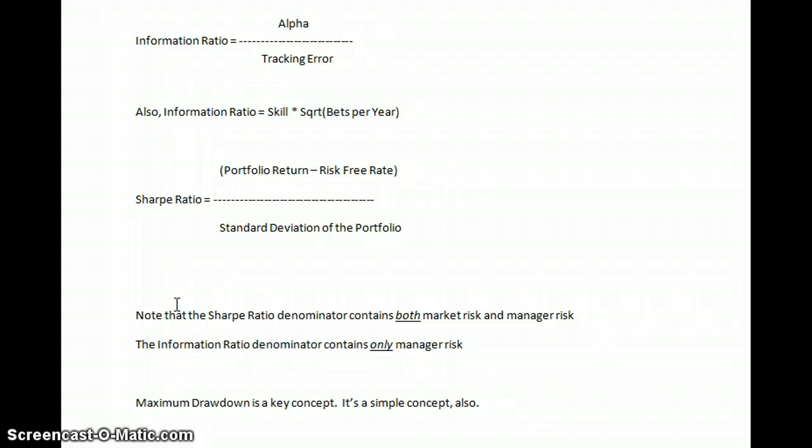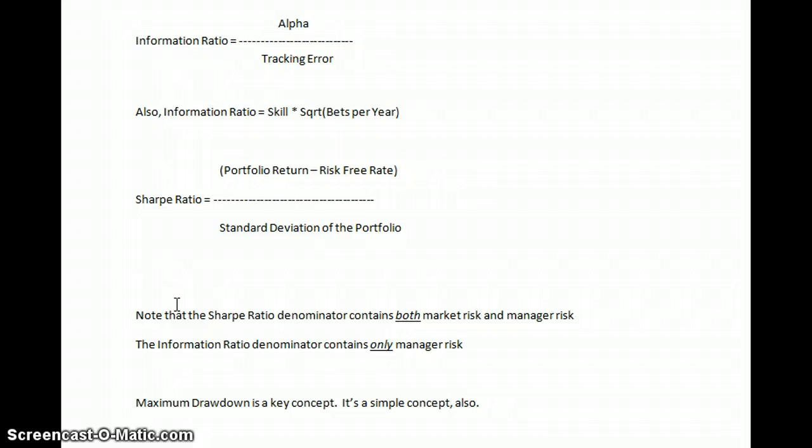It's how much you've added in performance, that's your alpha, and how much risk you've taken on, that's your tracking error. And the ratio is called the information ratio: alpha divided by tracking error.